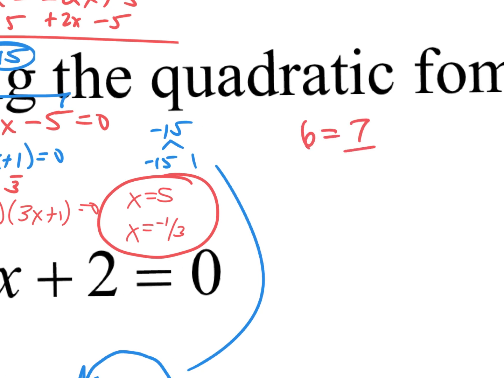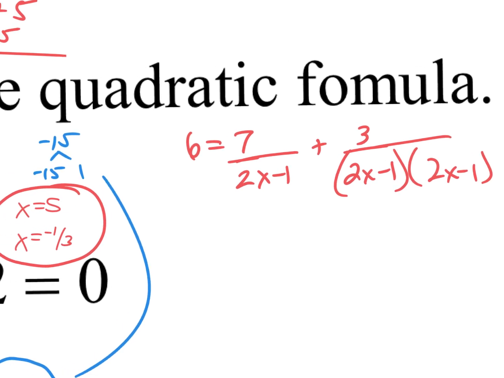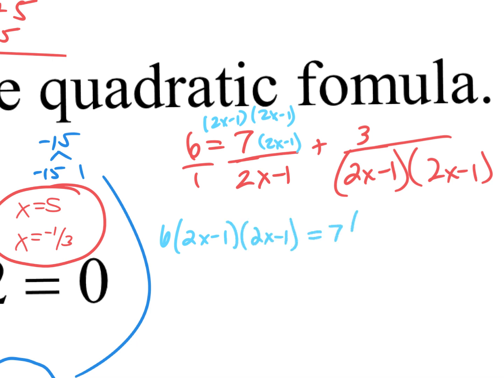Six equals 7 over 2x minus 1. Okay. So how do we solve this? What would your common denominator be? Correct. So my 6 needs what? It needs them 2 times, right? What does my 7 need? Just one of them? So this looks like this. 6 times 2x minus 1 times 2x minus 1 equals 7 times 2x minus 1 plus 3.